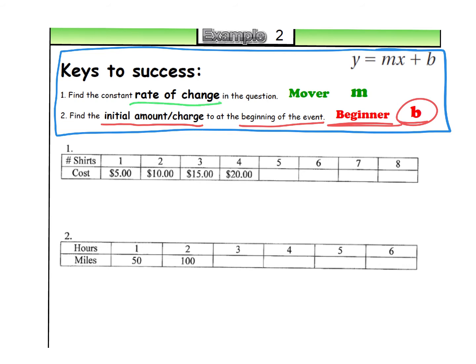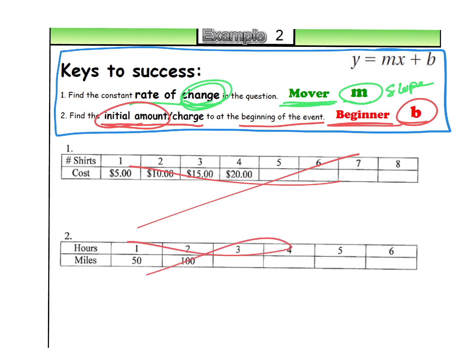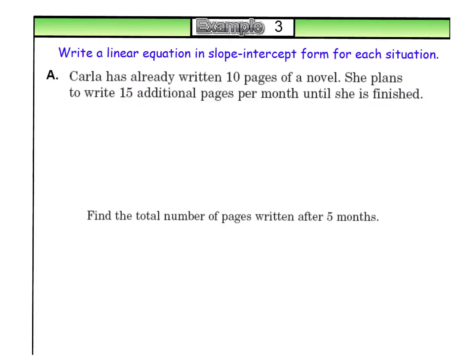The rate of change then is the M or the mover, okay? And that's our slope. That is how much it changes per mile, per hour, per month, whatever it is we're talking about. That's how much it changes. That's our change. So you're going to look for two things. You're going to look for that change, and you're going to look for where it starts, that initial amount or charge. You don't have to worry about these. We're not going to worry about those.